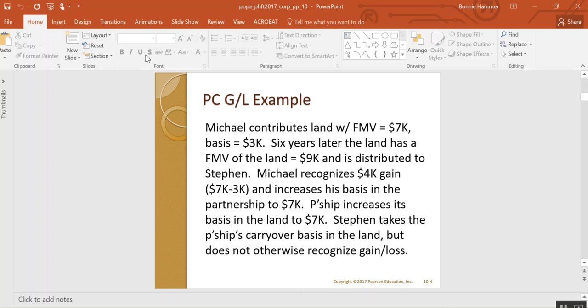And they say at the end here, he doesn't have to recognize any gain or loss, which is true. Now you would think, oh, why doesn't he have a gain to recognize? Because the land's actually worth $9,000, but his basis is only $7,000. No, he doesn't have any gain or loss, so don't worry about the $9,000. It's irrelevant here.